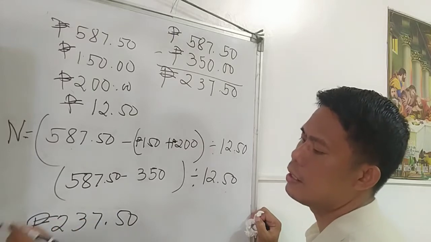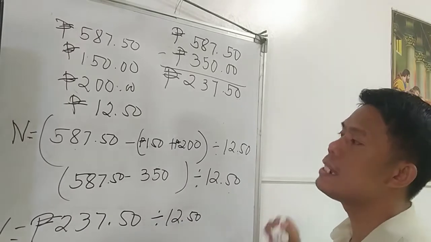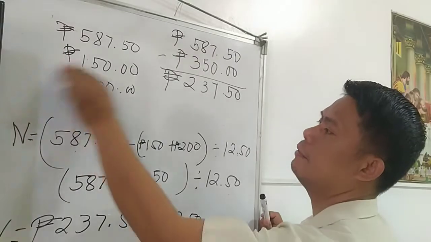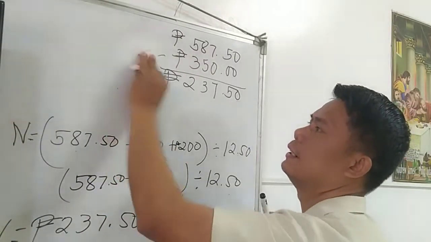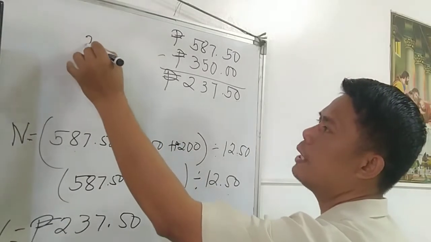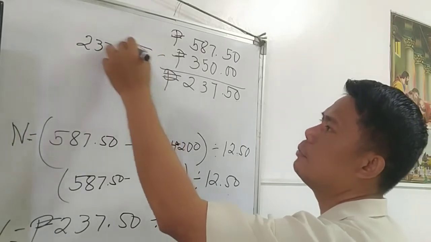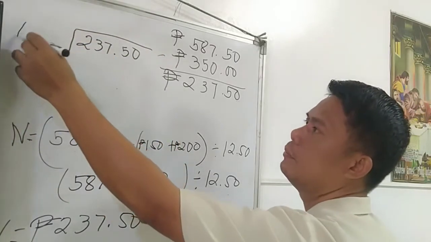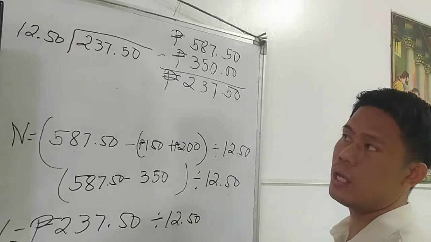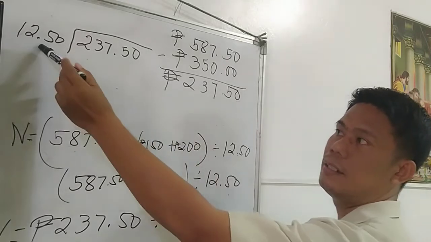That is divided by 12 and 50 centavos. So now we are going to divide. Okay, I'm going to erase this one. So we have 237 pesos and 50 centavos divided by 12 and 50 centavos. Can 12 and 50 centavos be seen? This one?